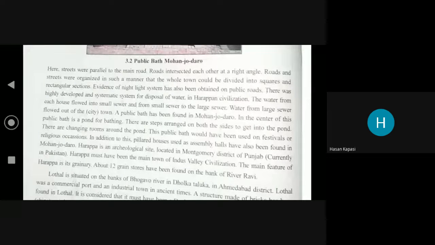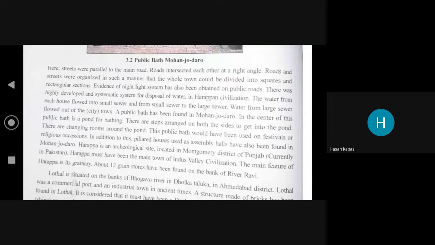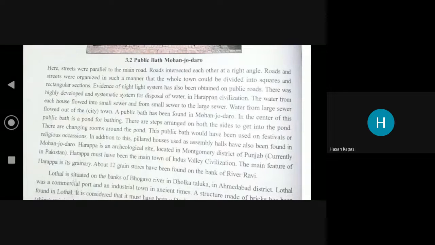In the center of this public bath is a pond for bathing. There are steps arranged on both sides to get into the pond. There are changing rooms around the pond. This public bath would have been used on festivals or religious occasions.